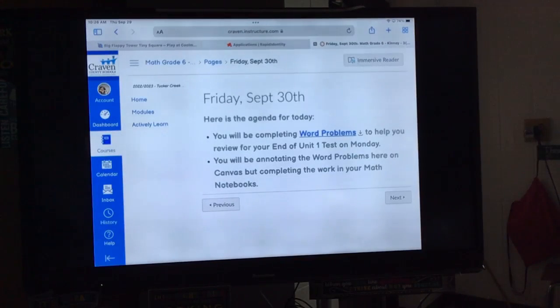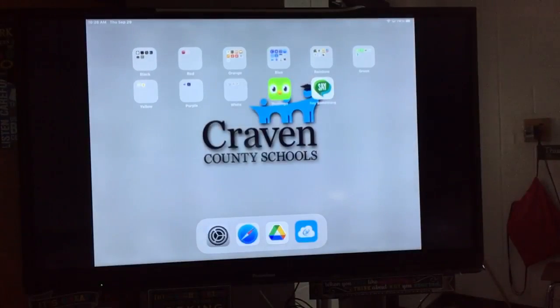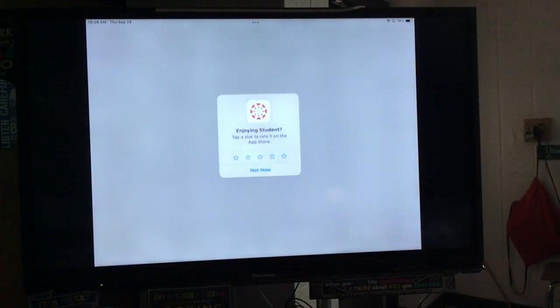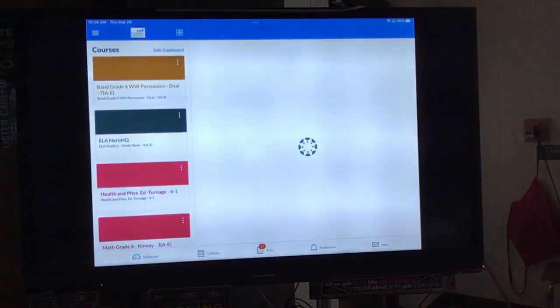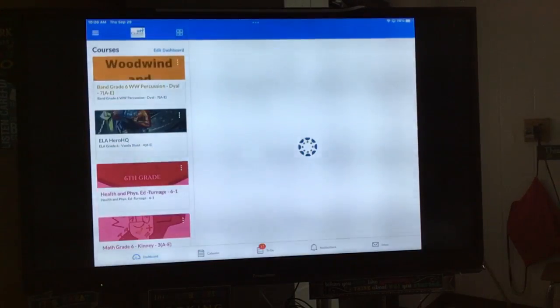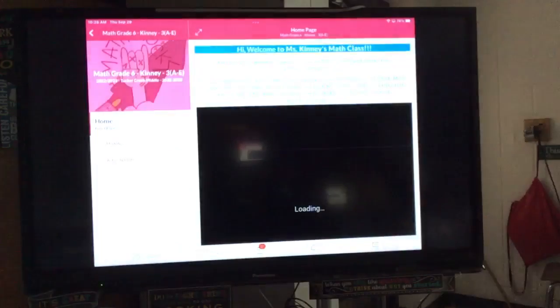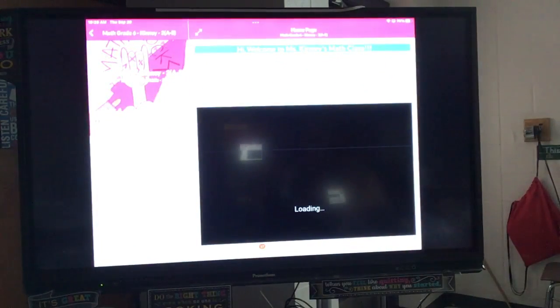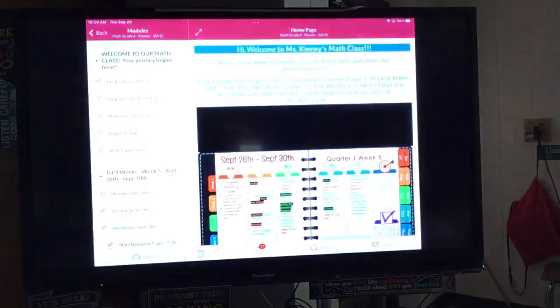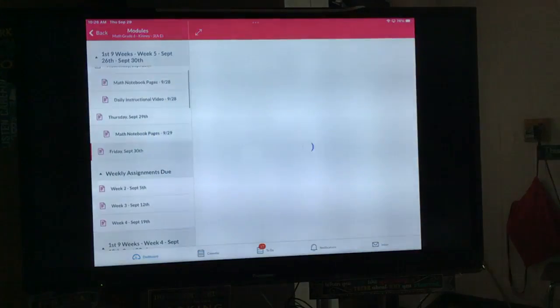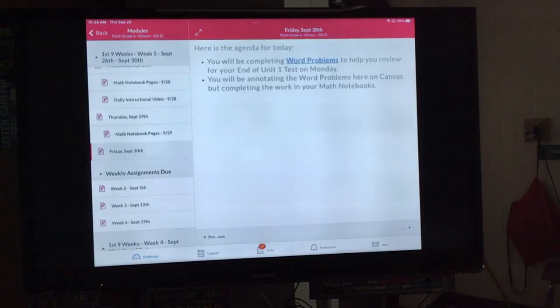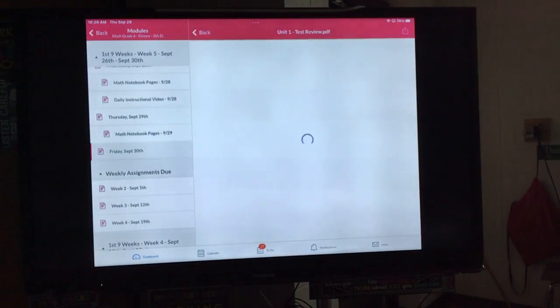How many of you guys have used the Canvas app before? Okay, so let's try going through the Canvas app. So the Canvas app is just a little circle, looks just like the Canvas button. Perfect. So you should get to this screen with the Canvas app. You're gonna go to math. It's a little bit different setup, but you're gonna go to modules. Same thing, you're gonna go to Friday. And then you're gonna click on your word problems. And it should open up differently.